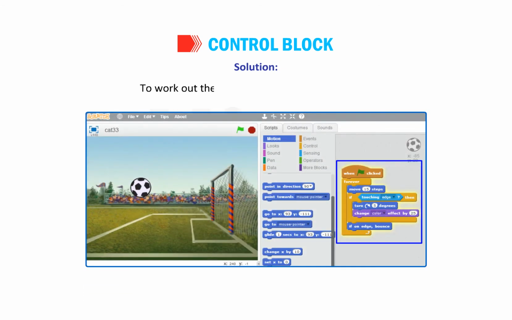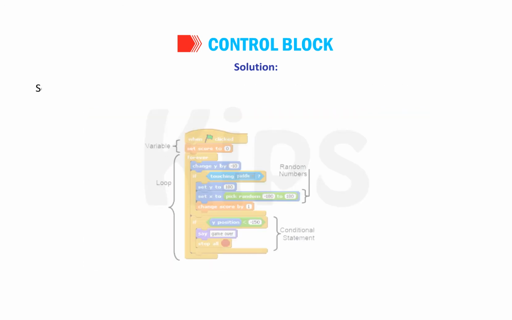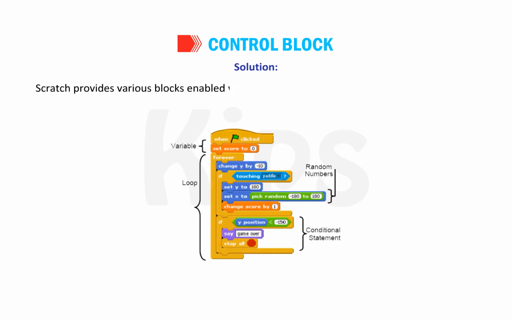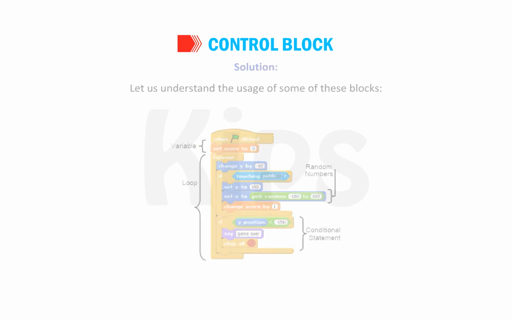Solution. To work out the solution in a step-by-step manner. This proves that with logical reasoning, any problem can be solved. Scratch provides various blocks enabled with logical reasoning and conditional programming concepts. These blocks are color-coded gold and are used to control scripts. These blocks allow the program to select an action based upon the user's input. Let us understand the usage of some of these blocks.